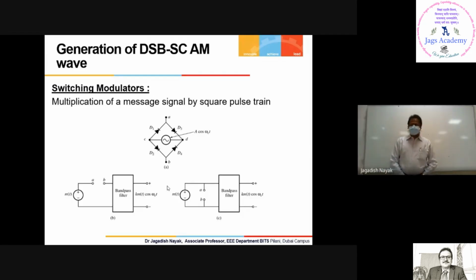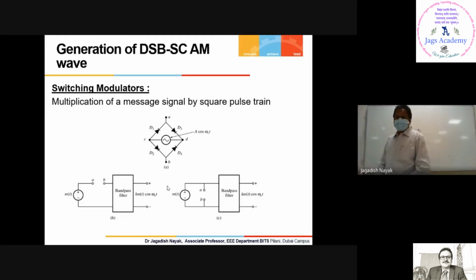There are different types of modulators available in the literature. One of the modulators, we call it a switching modulator. This switching modulator works based on the square law, or what is called a square pulse train. Okay, this works based on the square pulse train.